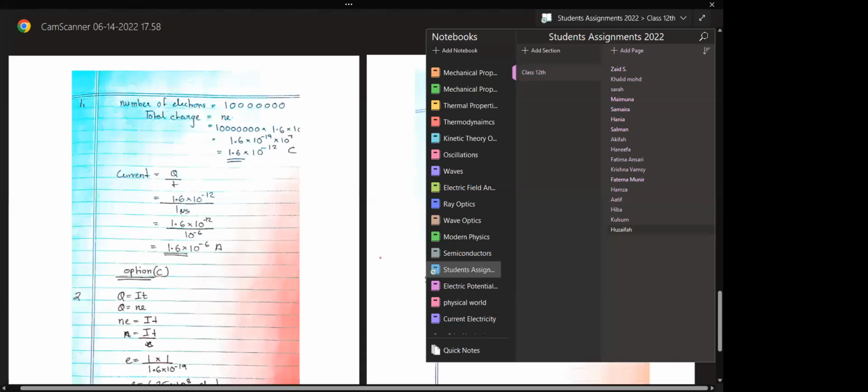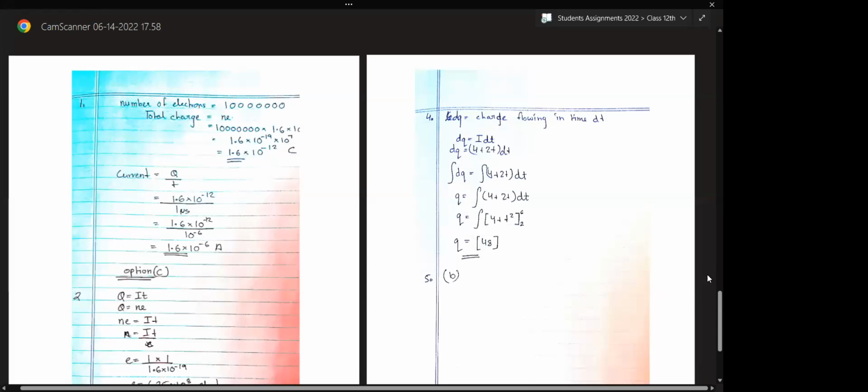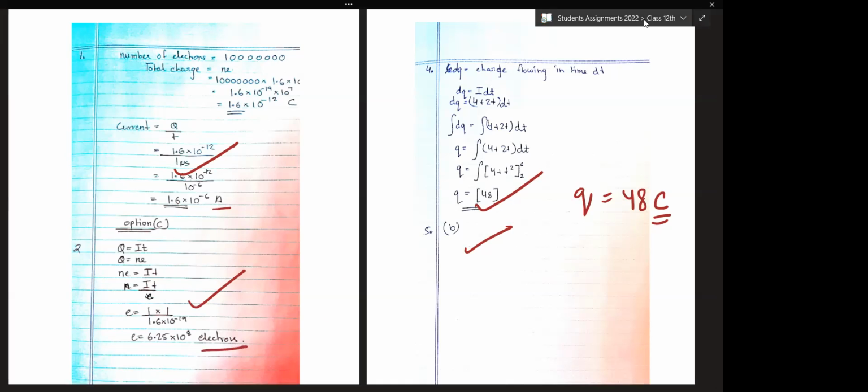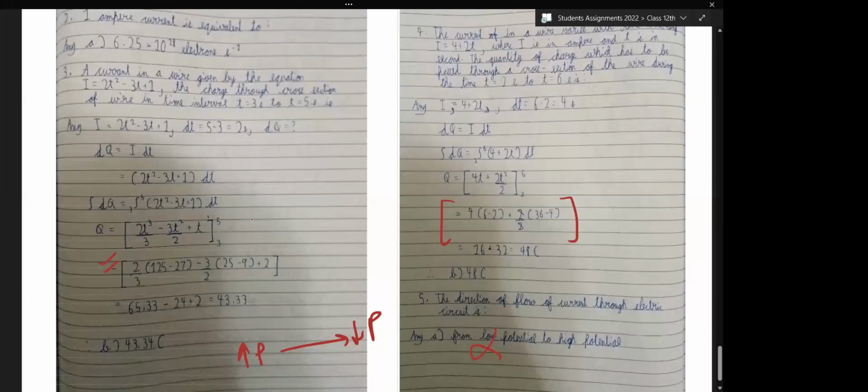And Josefa also gave the assignment? Yes, Josefa also. Number of electrons, third question, Josefa. Now is the third question clear? Let me discuss the third question. Rest of them are given. See, whenever you give the answer, 48 coulombs, don't miss the SI units. The way you have written ampere, electrons in this manner. Atif did it. Yes, Atif did it.